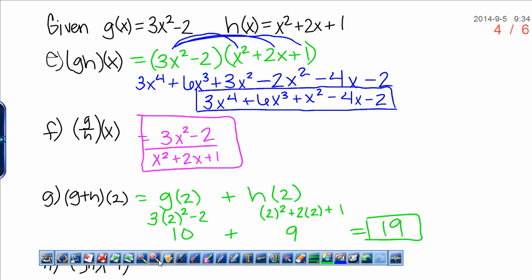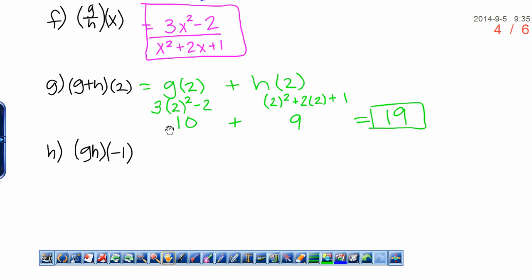Okay, so now I would like you to try this. GH of negative 1. GH of negative 1. Think about what that means, and work it out. Remember, there's two ways you can approach it.